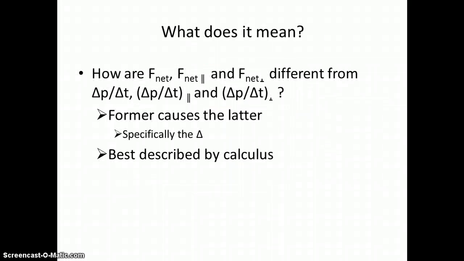So what does it mean? How are F-net parallel and F-net perpendicular different from the change in momentum over time and its parallel and perpendicular components? Essentially, the former causes the latter, and specifically, F-net causes the change that we have in momentum. This relationship is best described by calculus, where numerous iterations are done over and over to best get the answer.